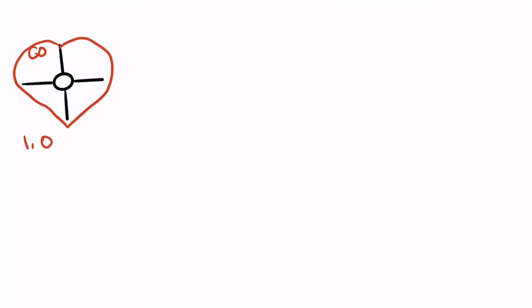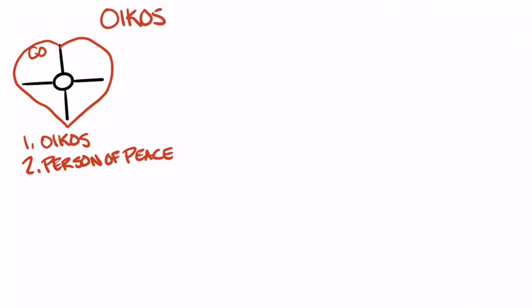Today we're going to focus on the first field of the four fields. This is where Jesus goes into empty fields and engages lost people. And he has two entry strategies that he uses all the time. The first is Oikos, and the second is person of peace. Today we're going to talk about Oikos.